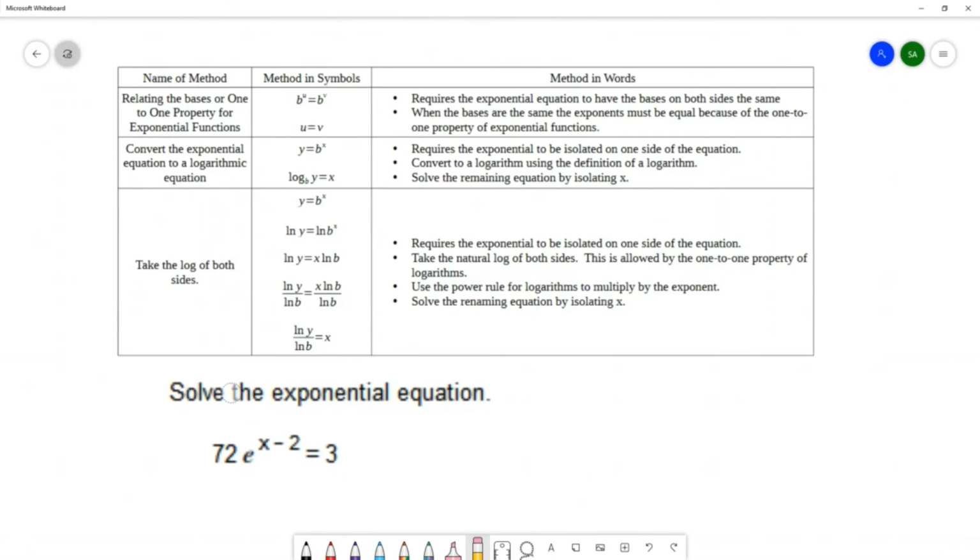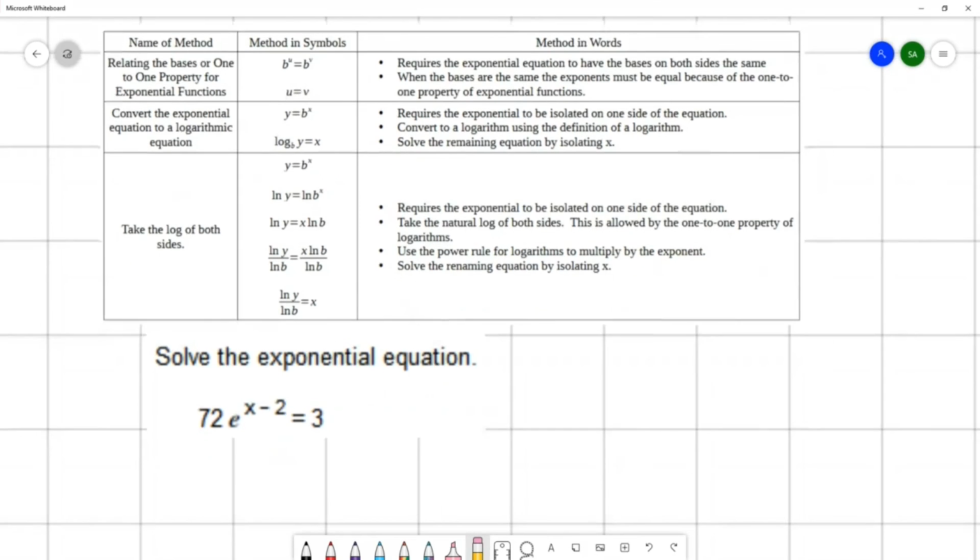For this question, we want to solve the exponential equation 72e to the x minus 2 equals 3. Up here in the table, I have some different methods that we could use to solve this equation. We're not going to use relating the bases because we have a base of e and numbers that are not e on the other side. But we could use these other methods of converting to a logarithmic equation or taking the log of both sides. Let me see if I can show you both methods.